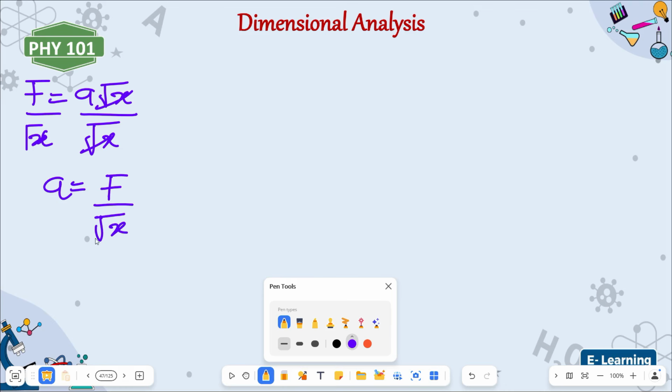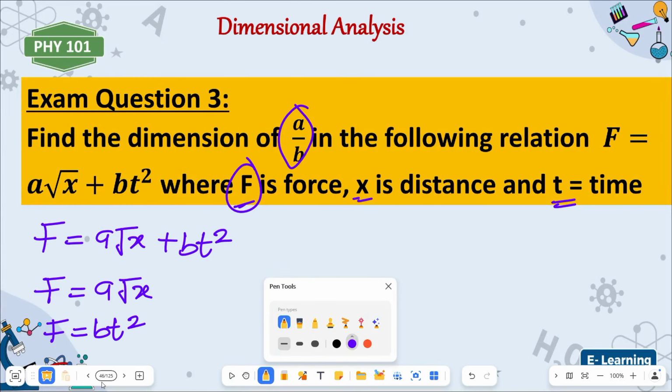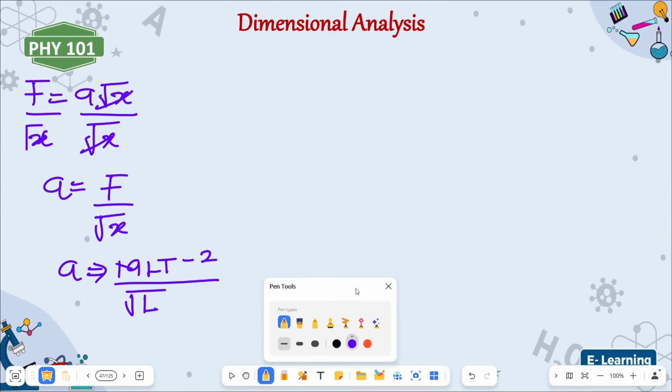All right? So that at the end of the day, my dear student, A will be, F is MLT minus 2. Then root L, X is L, because X is distance and the dimension for distance is L. So you put that into that equation. So that at the end, what are you going to have? Because it says you find the dimension of A over B. So this dimension of A, we can decide to leave it like this.